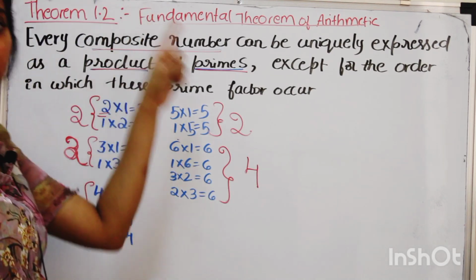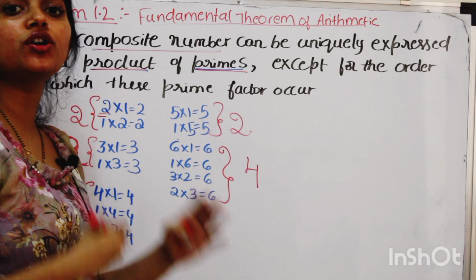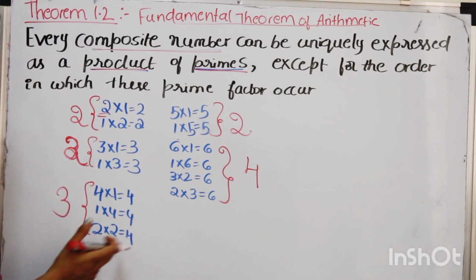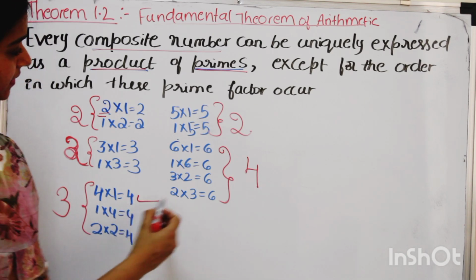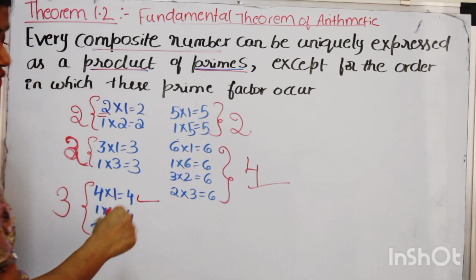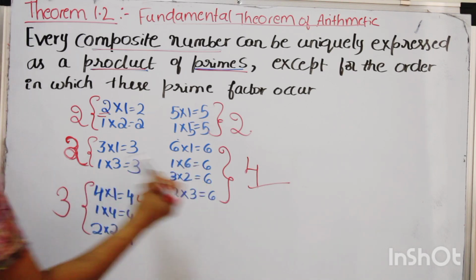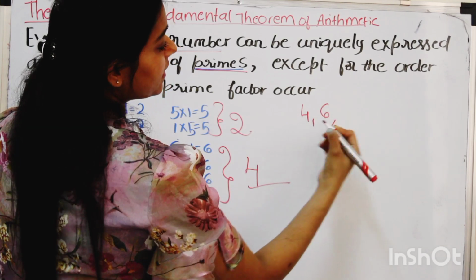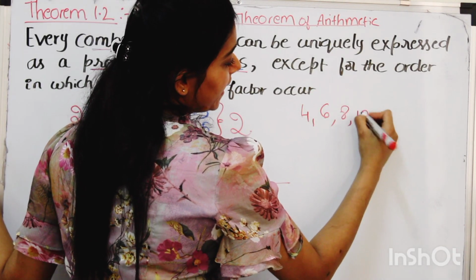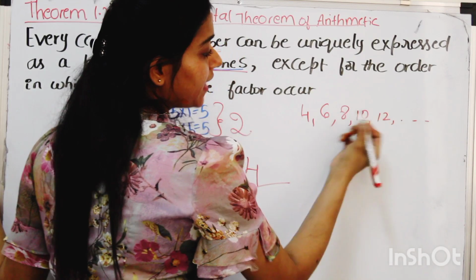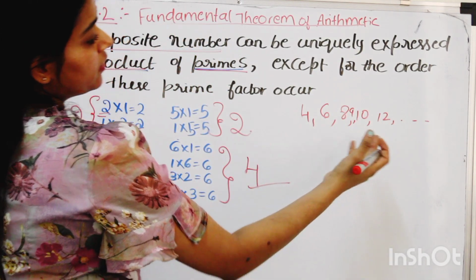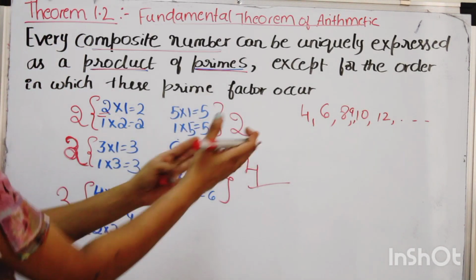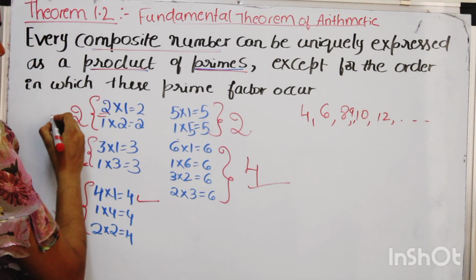A composite number is a number that has more than 2 factors. Which of these have more than 2 factors? 4 has 3 factors and 6 has 4 factors, more than 2 factors. These types of numbers are called composite numbers. So 4, 6, then similarly 8, 10, 12 and so on, and 9 also. These all are composite numbers.